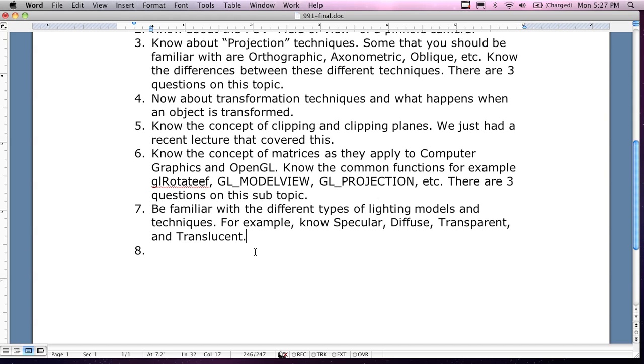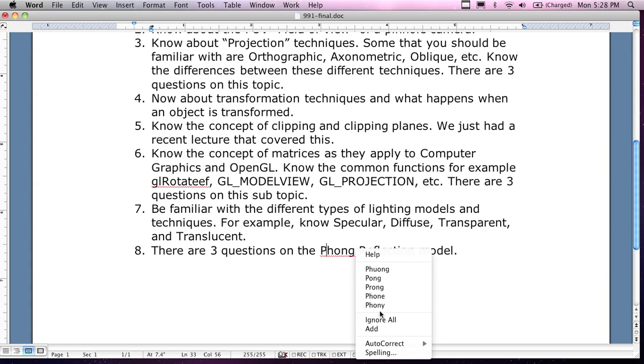Okay. There are 3 questions on, and I covered this in class actually, the Phong, if I'm saying that right, reflection model. I know that I have spelled this correctly, although it's not defined in classic Word.